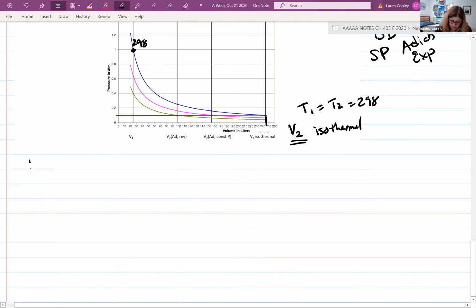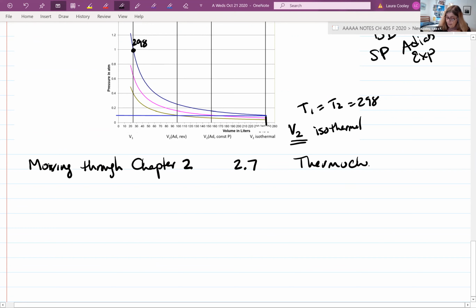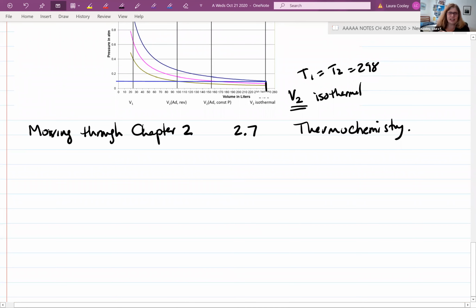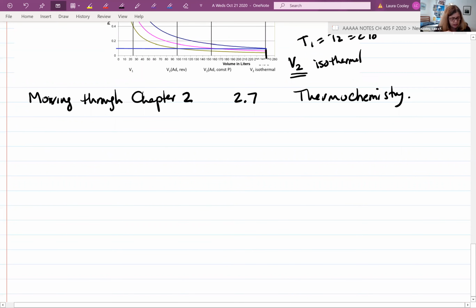So we're actually moving through chapter 2. We've done quite a bit, but we have quite a bit more to do. We're essentially up to section 2.7, which is thermochemistry. Some of the stuff we're going to cover starting now should be a little more familiar to you than how delta U is related to delta H and these expansions that you never saw before in another course. So we're finally up to the chemistry part of the course.